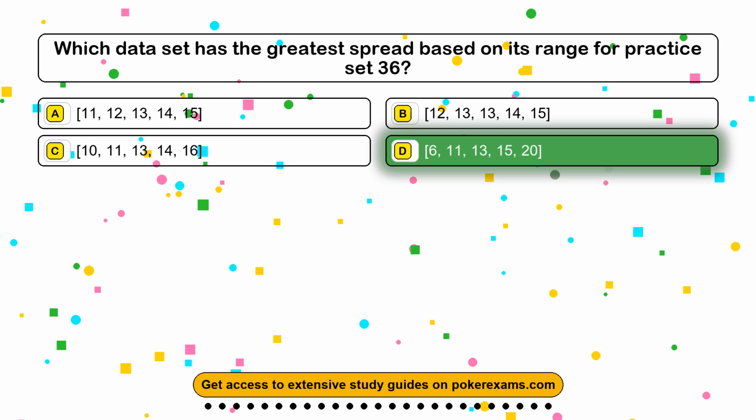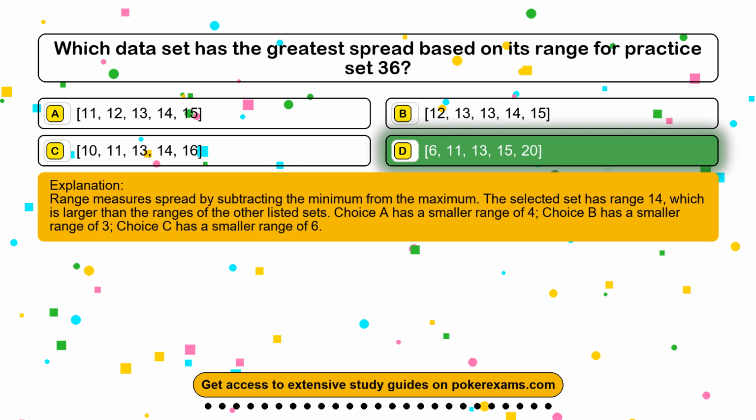The correct answer is option D, 6, 11, 13, 15, 20. Range measures spread by subtracting the minimum from the maximum. The selected set has range 14, which is larger than the ranges of the other listed sets. Choice A has a smaller range of 4, choice B has a smaller range of 3, choice C has a smaller range of 6.